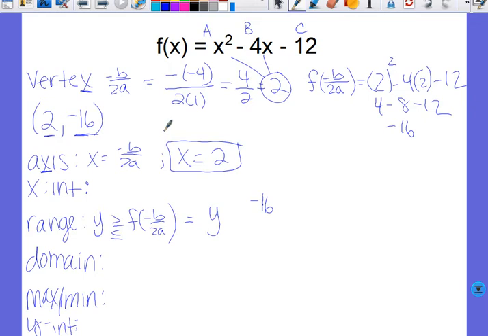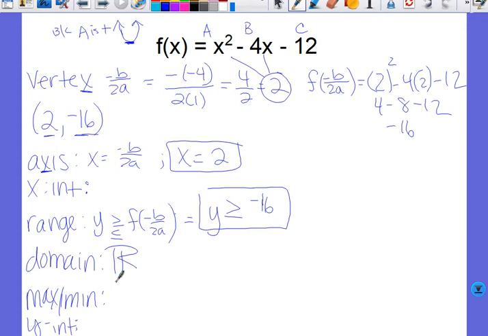Now the question is, I don't see a visual of this graph, so I don't know if it's max or min. Oh, but I do. See, the coefficient of a tells me which direction this graph is going. Because a is positive, this graph is pointing up. And if it's pointing up, the vertex is at the bottom, which means it's a minimum. But if it is pointing up, all the values of y will be greater than or equal to the vertex y. So I would use the greater than or equal to symbol. Domain, all real numbers.